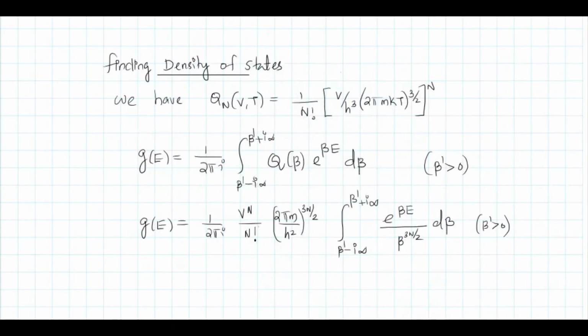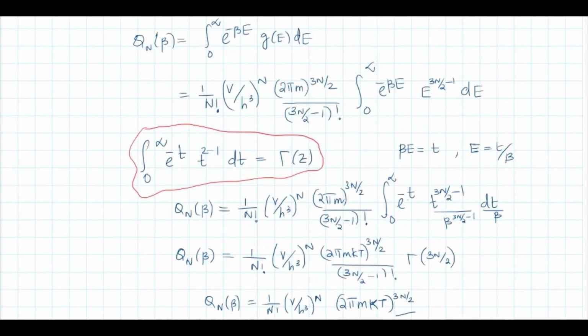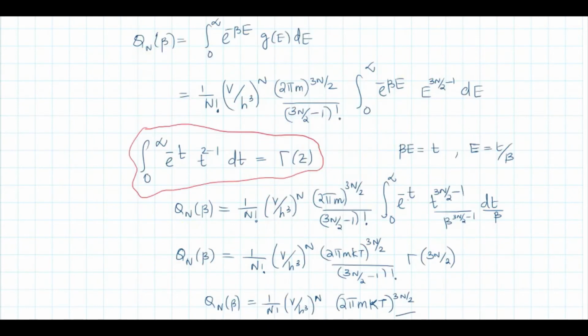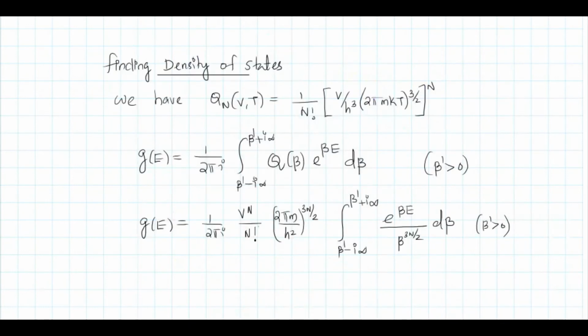Now, the important part is finding density of states. Given density of states, we calculated the partition function. We will do the inverse: finding density of states using the partition function. In some cases, the partition function may be known, and then we can calculate the density of states.